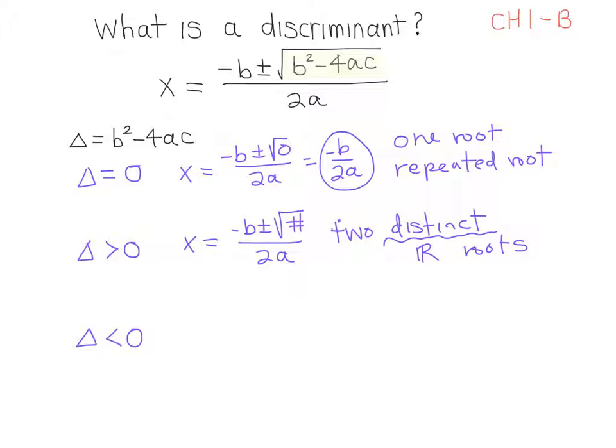Lastly, we have a delta less than 0, so that means some kind of negative number. So x is equal to negative b plus minus square root of some kind of negative number over 2a. But square root of a negative number is a complex number. Therefore, in this case, we have no real roots. Using a discriminant, we're going to define the nature of the roots in the next slide.